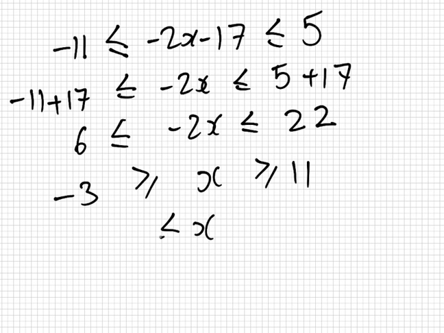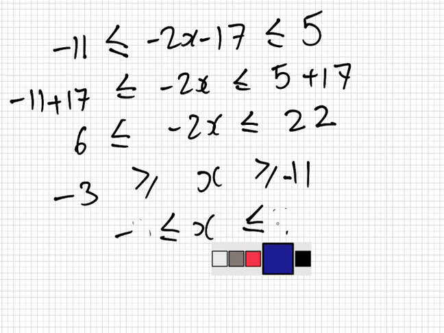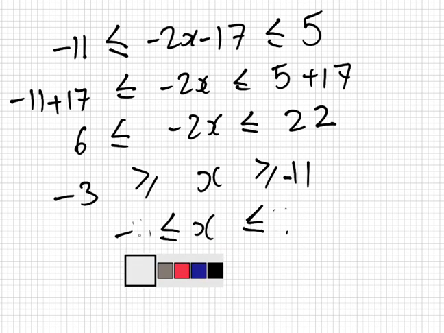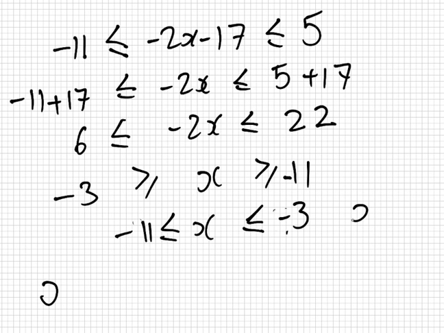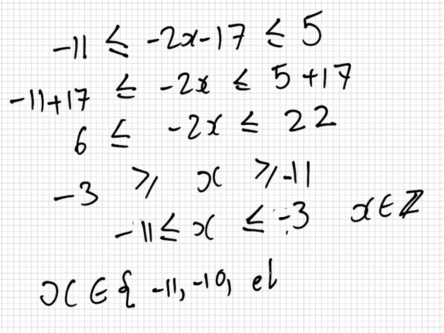So. Oh, yes, thank you. Yeah, wrong way around. Okay, so that means because we're told that x must be a whole number as well, an integer, that means x can only be -11, -10, etc., all the way to -3.